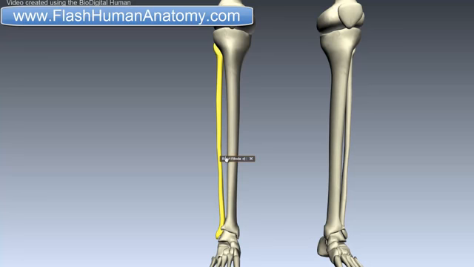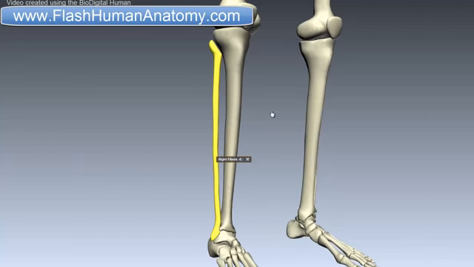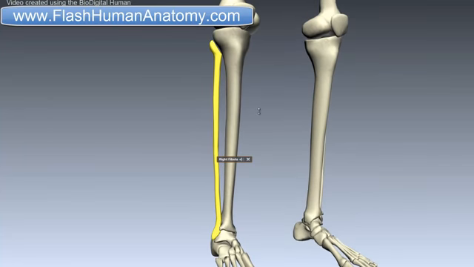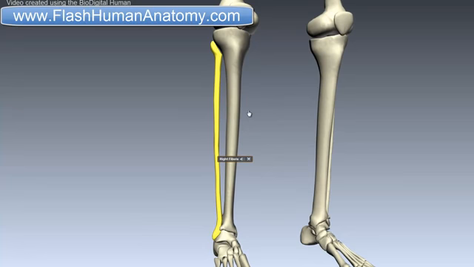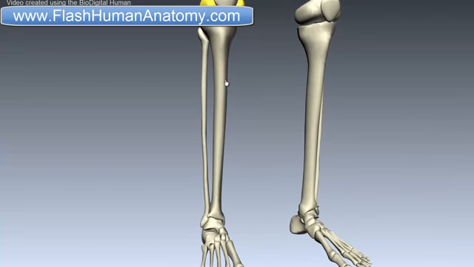The fibula and tibia are connected with the interosseous membrane. They create the syndesmosis joint with very little movement. In humans, the tibia is the second largest bone after the femur. This is the femur and this is the tibia.